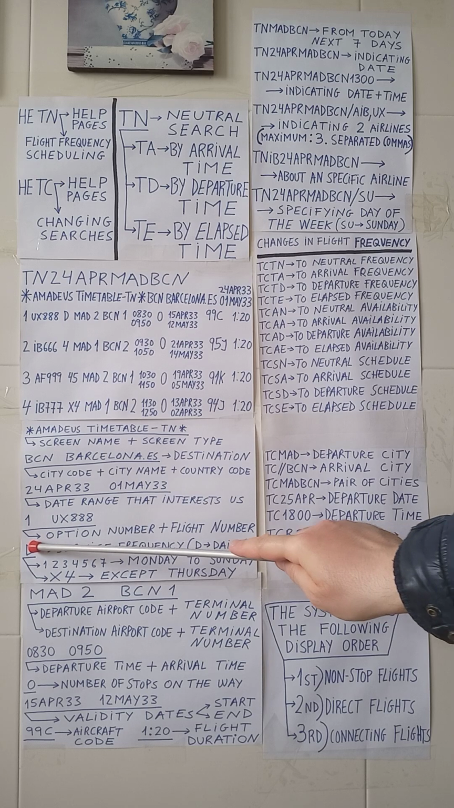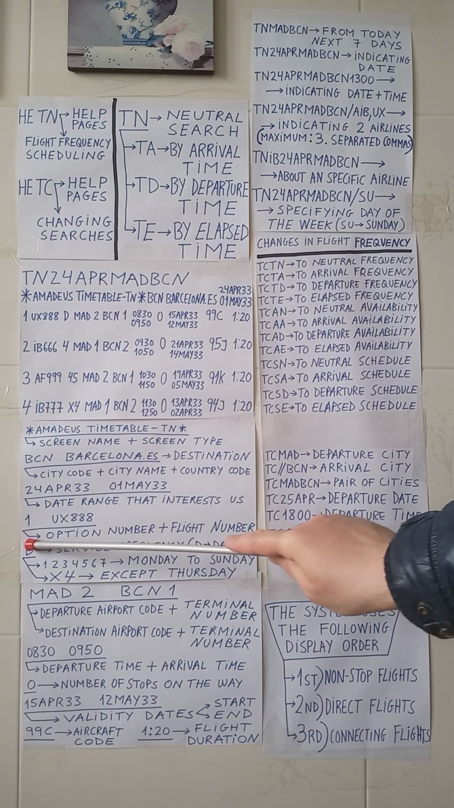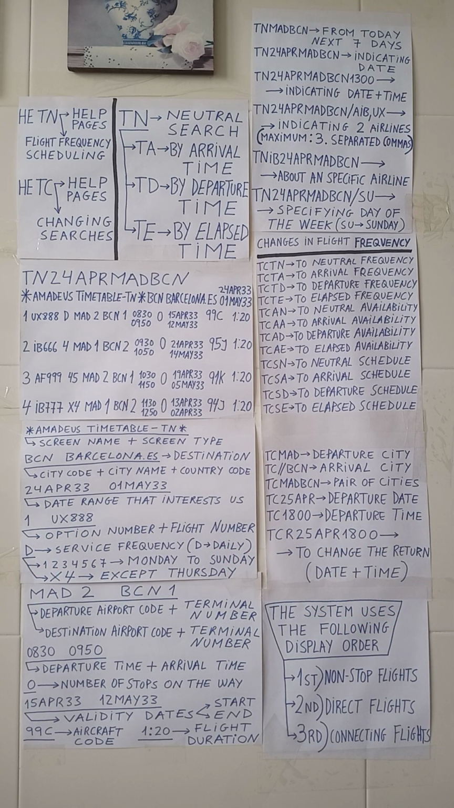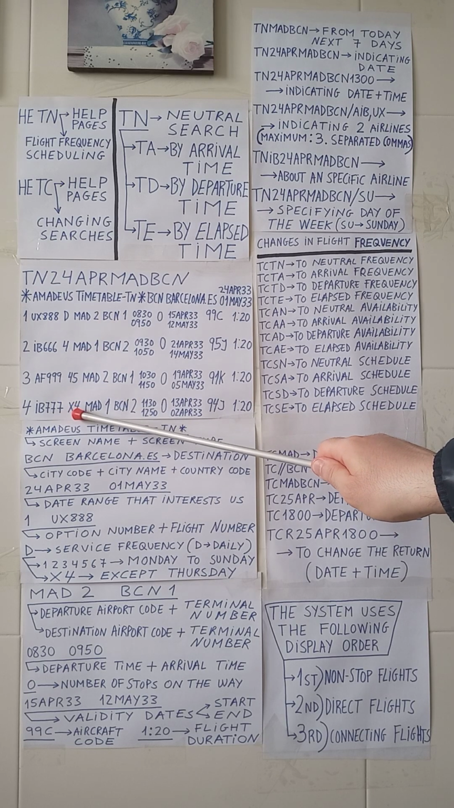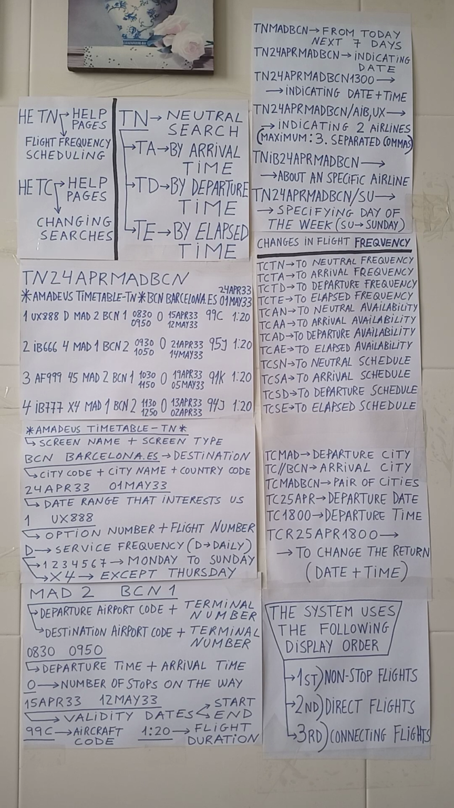You can see more information here about the same topic. The numbers 1, 2, 3, 4, 5, 6, and 7 represent Monday, Tuesday, Wednesday, Thursday, Friday, Saturday, and Sunday. As I said, when an X appears in front of any of these 7 numbers, such as X4, for example, it means that the only day of the week that a flight doesn't operate is the one in front of the X.